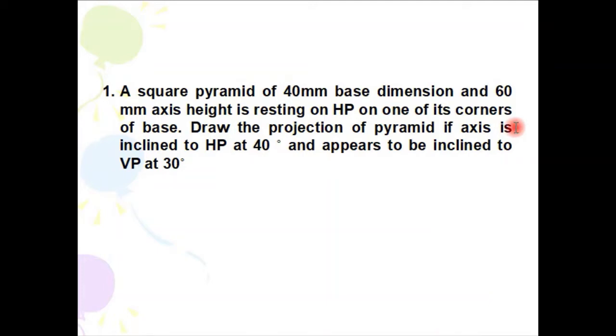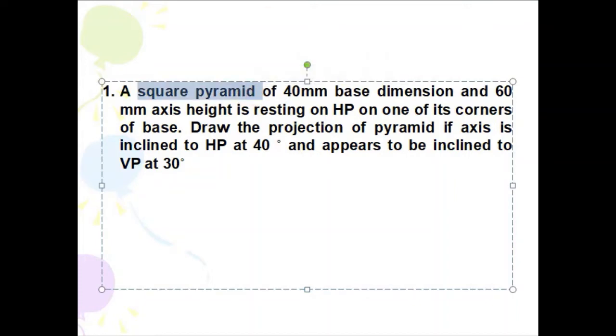So I told you, in all solids problems, whenever a question is given, first identify whether the given object is a prism or pyramid. Here it is clearly mentioned that it is a square pyramid. Base dimension is given, axis height is given: 40 mm base dimension, 60 mm axis height. Then identify whether the object is resting on one of its edges or on one of its corners. Here it is given that it is resting on one of its corners of base, therefore you have to start from corner condition in the first step.